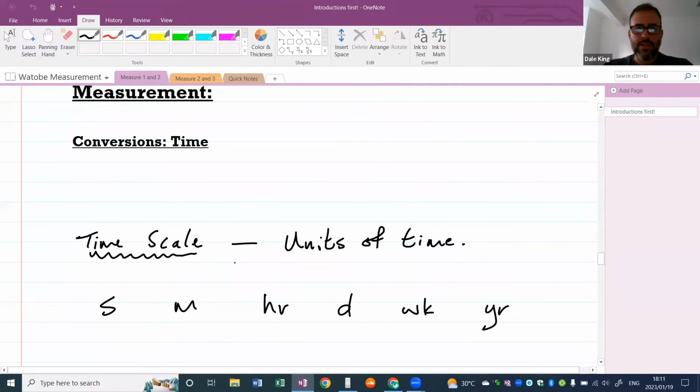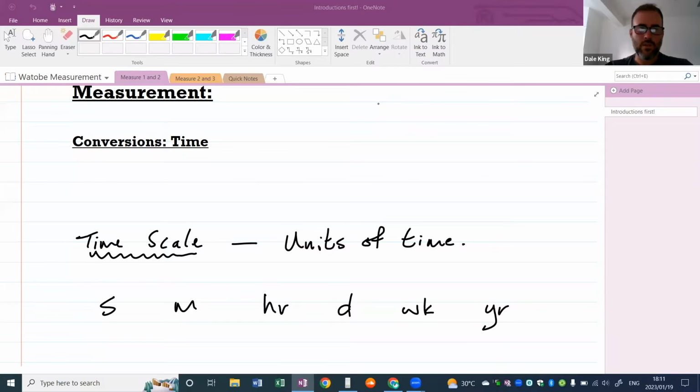The S. What does the S stand for? What unit of time is the S? In chat. Seconds, all right. And then the M is obviously the next one up from that, minutes. And then we got HR for hours. We got D for days. We got WK for weeks. And then we got YR for years.